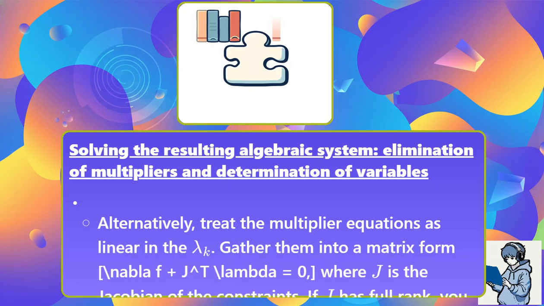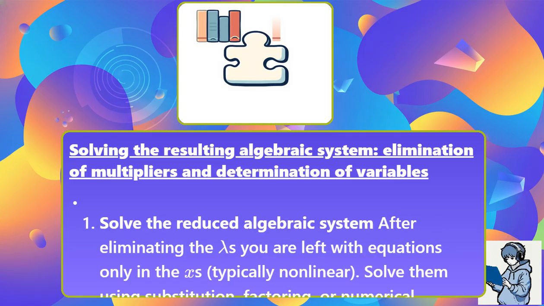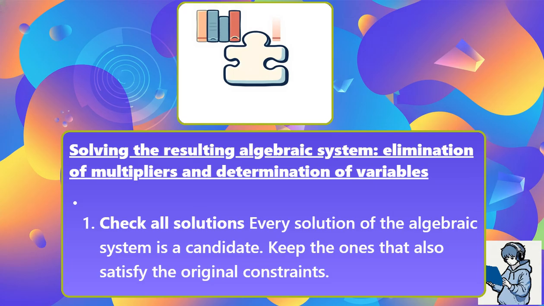Alternatively, treat the multiplier equations as linear in the lambda_k, gather them into a matrix form del f plus J transpose lambda equals 0, where J is the Jacobian of the constraints. If J has full rank, you can solve for lambda equals negative (J J transpose) inverse times J del f, and then plug into the constraints. After eliminating the lambdas, you are left with equations only in the x's, typically nonlinear. Solve them using substitution, factoring, or numerical methods if needed. Every solution of the algebraic system is a candidate. Keep the ones that also satisfy the original constraints.